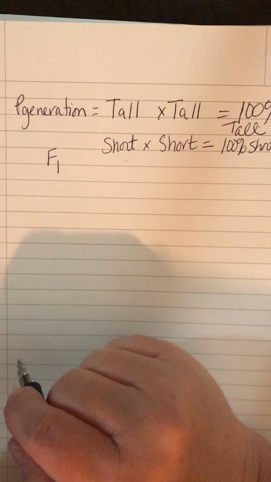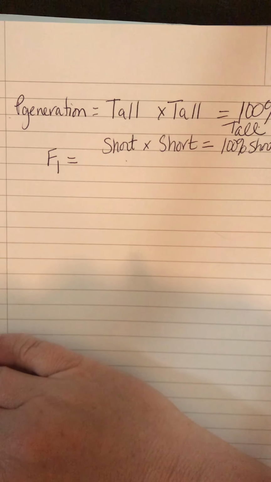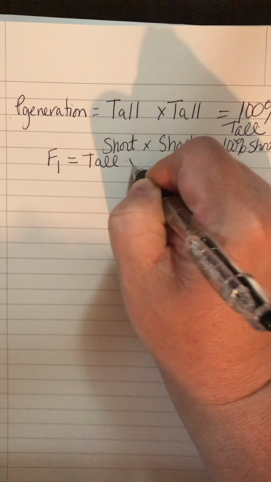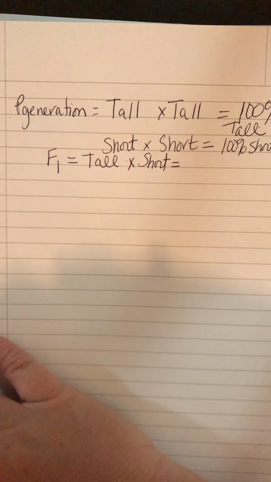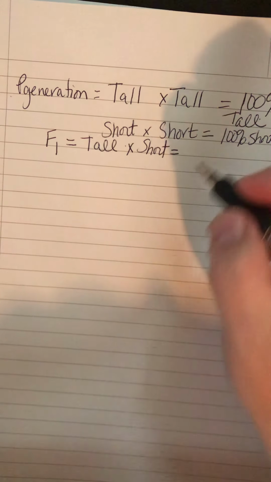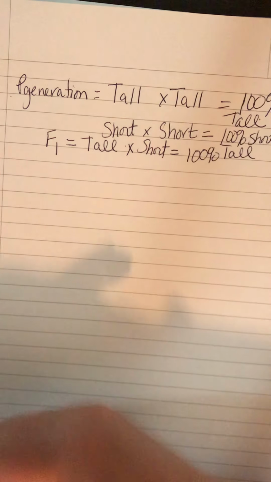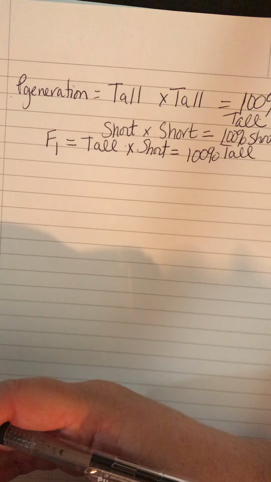Sorry. The F1 generation. And the F1, he took a tall times a short. And what do you think he got? A lot of people probably think 50% were tall and 50% were short. But that's wrong. Instead, 100% were tall. And he was like, hey, what now? That's weird. So he kept going.